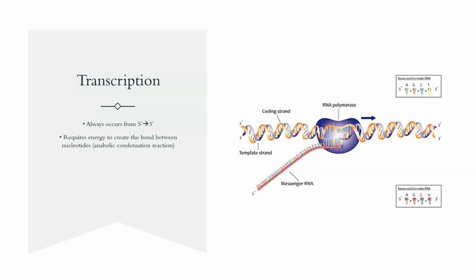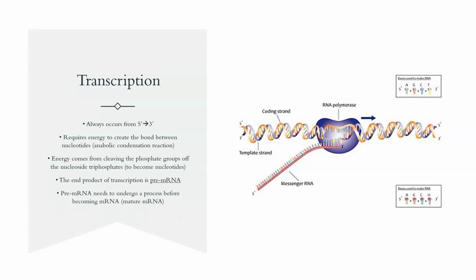It requires energy to create the bond between the nucleotides, so we call this an anabolic condensation reaction. And energy comes from cleaving the phosphate groups off the nucleoside triphosphates, and they then become nucleotides. The end product of transcription is what we call pre-mRNA. Pre-mRNA needs to undergo a process before becoming what we know as mature mRNA.